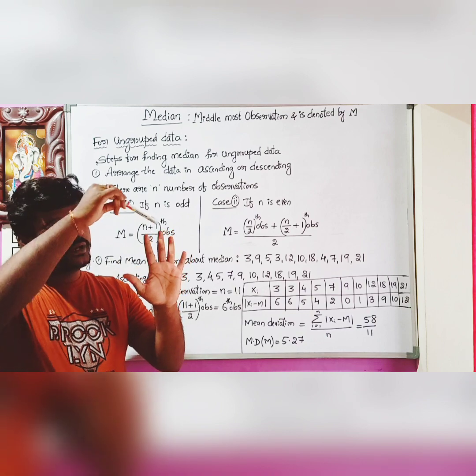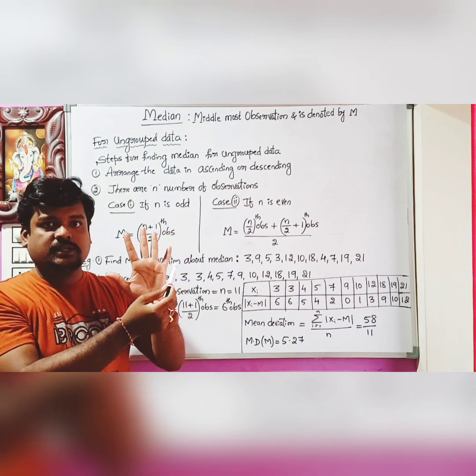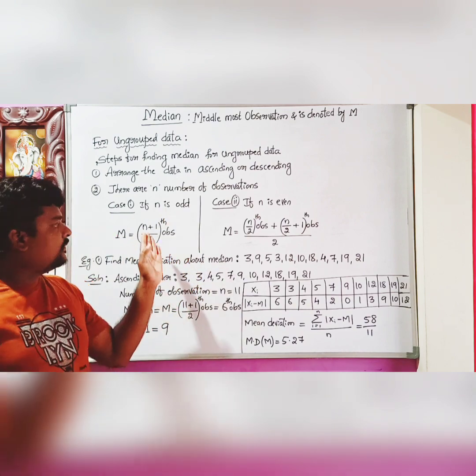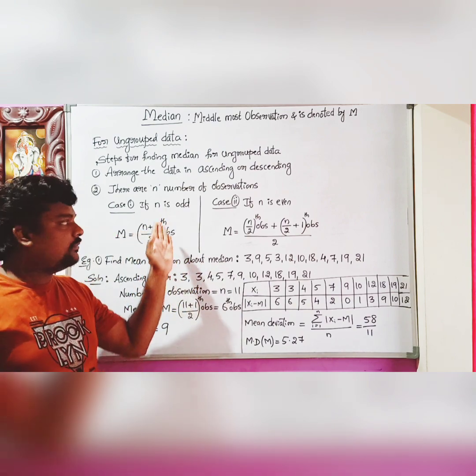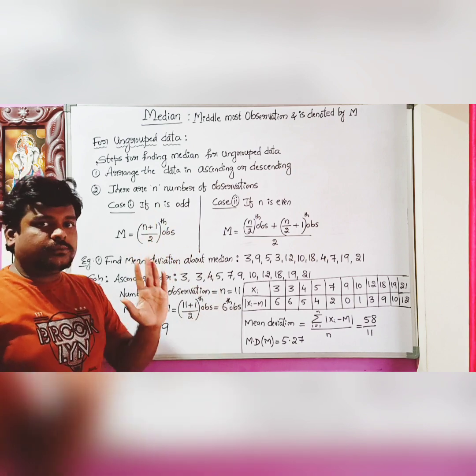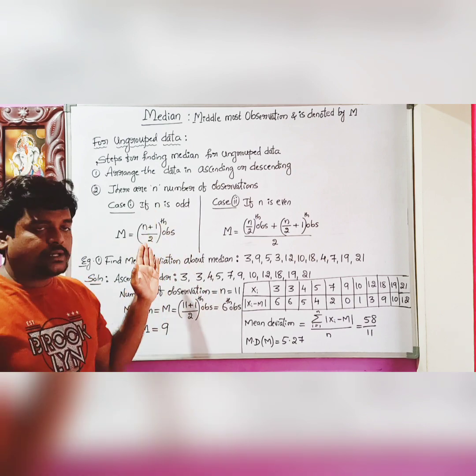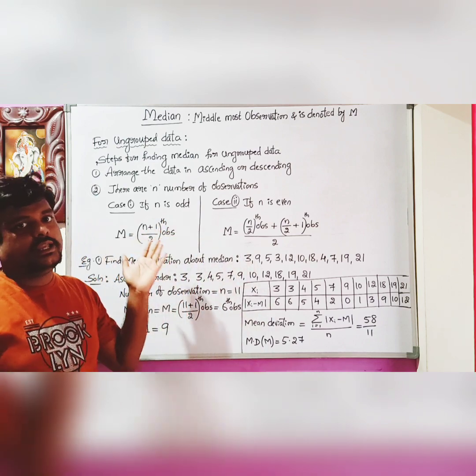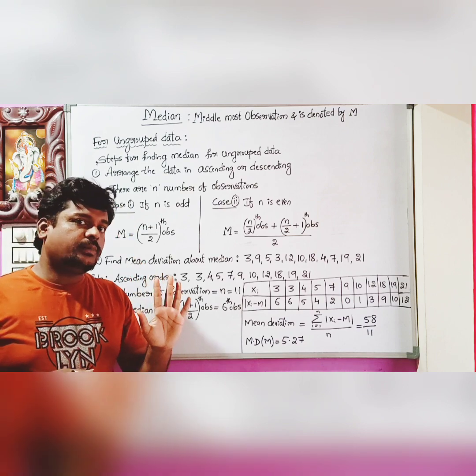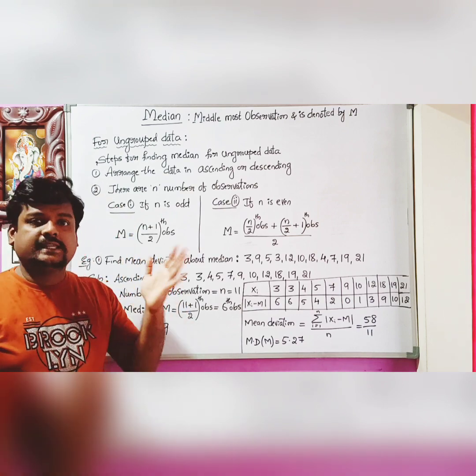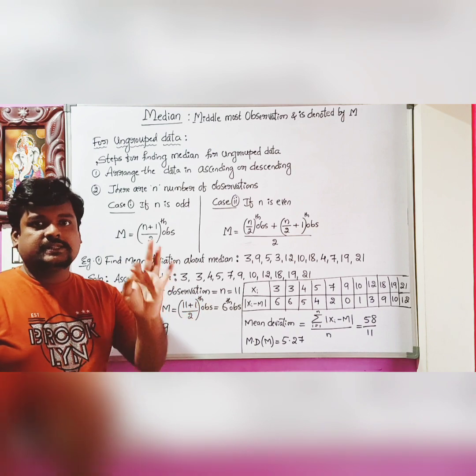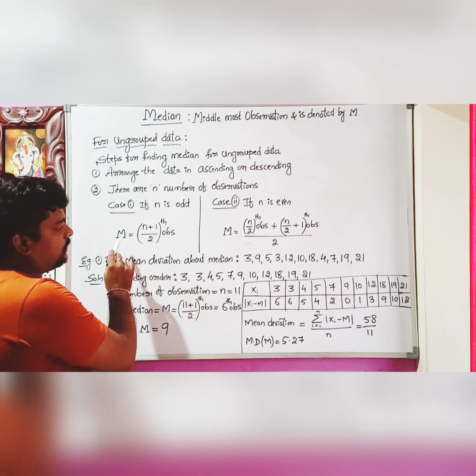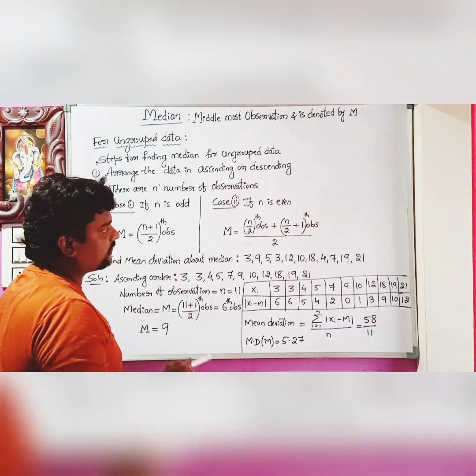Similarly, how to find this observation? There are 5 observations. If the observations are odd, how to find the median? It is 5 plus 1 by 2 if n is equal to 5. It is one example. Whatever the observations, if they are odd, then we use this formula. That is the third observation. How do we obtain it? 5 plus 1 is 6, 6 divided by 2 is the third observation. Like that, the (n plus 1) by 2-th observation is called the median.